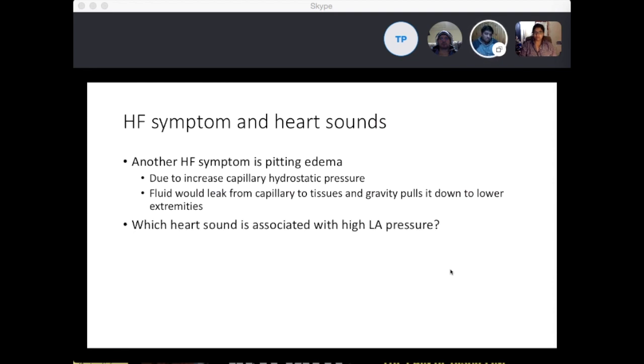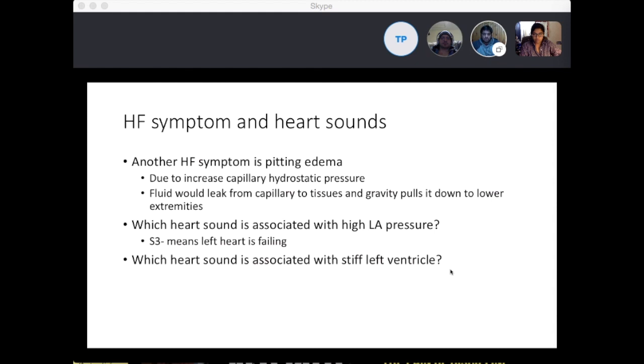And then the heart sounds. What heart sounds would you associate with the high left atrial pressure? S4. Oh no, that's not it. It's S3. So the heart is failing. And which heart sound is associated with a stiff left ventricle? S4. That's S4. So stiff is usually seen in diastolic heart failure.